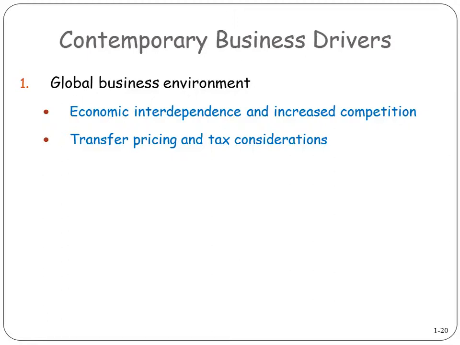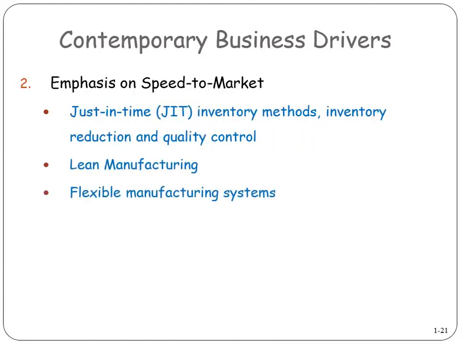Global business. We live in a global business environment with economic interdependence and competition. We'll talk about things like transfer pricing. How much taxes does GE pay in the U.S.? 0. Because they figured out how to move their tax basis to better taxed places like France. So you have to look at those from a management accounting perspective.